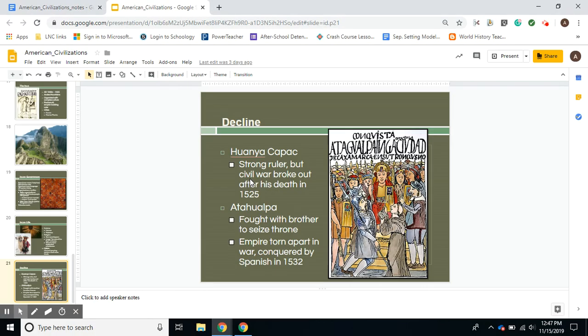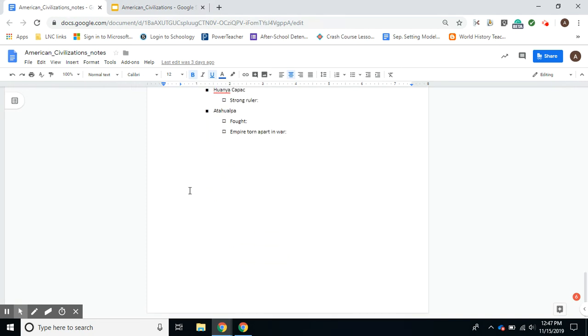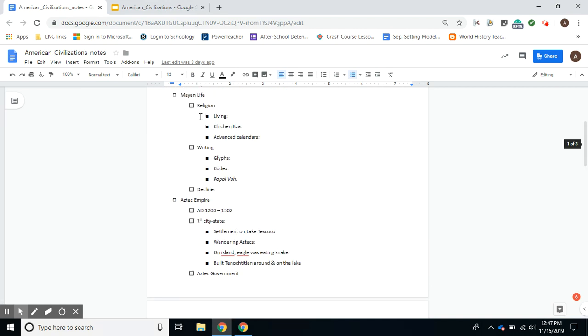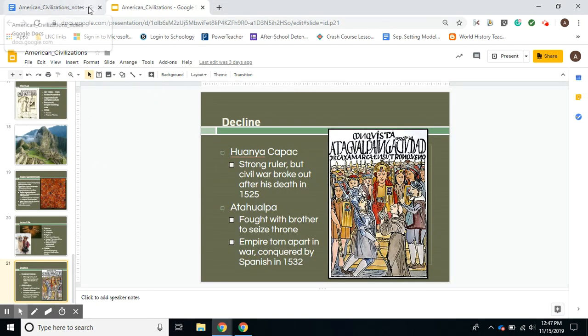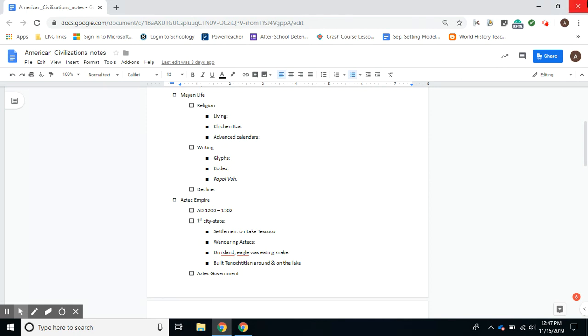Okay, so that is the end of the notes for the American civilizations. You guys should have everything completed. We're going to go more in depth about Spanish colonization. So we're going to continue to look at the interactions between the Inca and the Spanish, and the Aztec and the Spanish. So we're going to talk more about Cortez and Pizarro next time. But this is the end of the notes. This whole thing should be completed. And this is it.